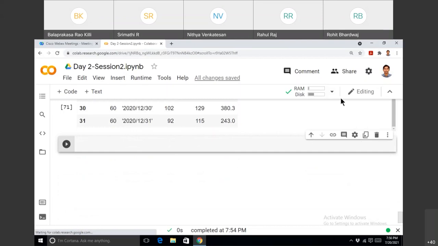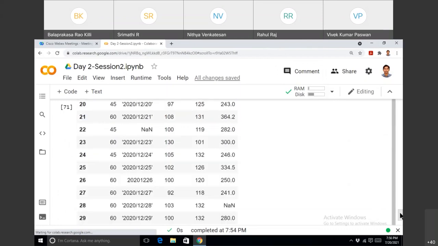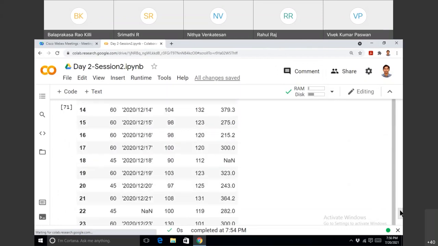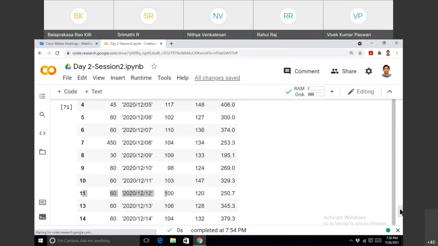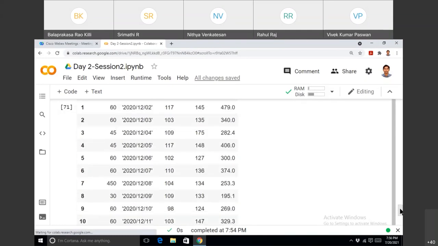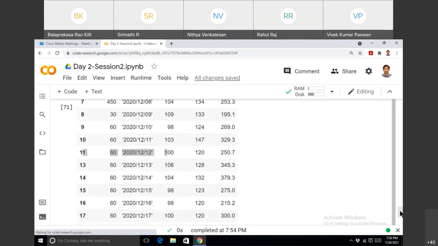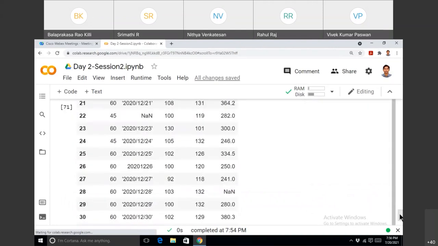Vivek: Sir, if we have removed any row, then the indexing is not consistent. If we have removed the 12th row, after 11th we are at 13. If we want to index it from the start again, how can we do that?